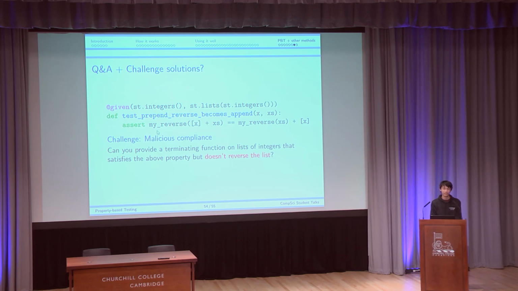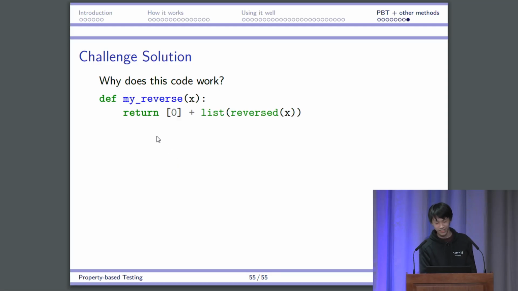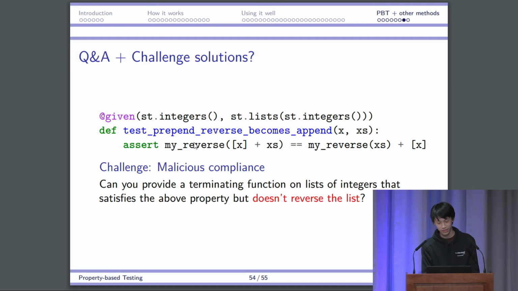Yeah, so could you just reverse the list and add something to the start? Yeah, so essentially, the answer, if I go over here, is you just reverse the list, and then you prepend something to the front of the list. And okay, why does this code work? Well, this property-based test is actually just the inductive case for the reverse function, right?